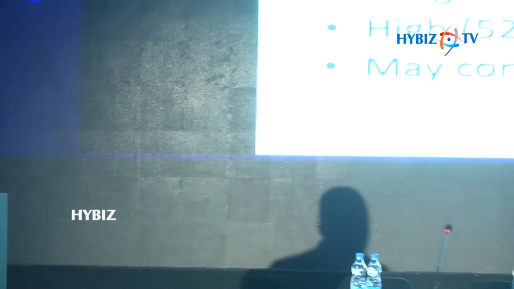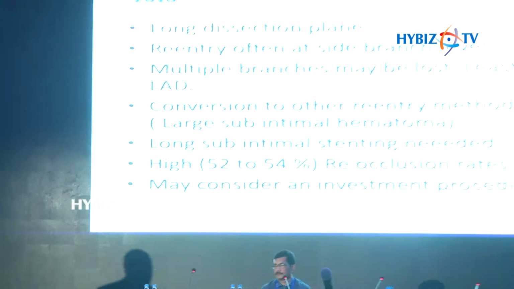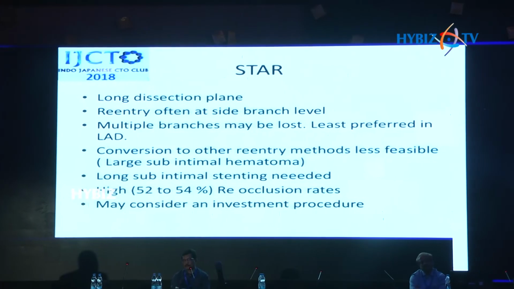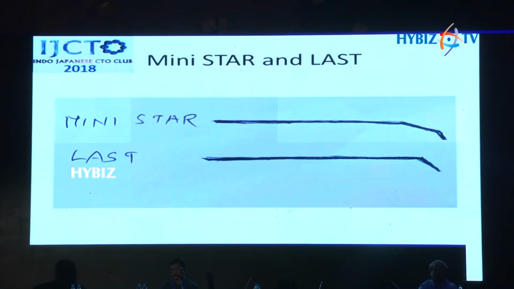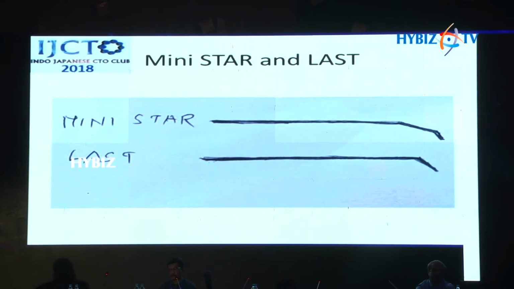long subintimal stenting may be required in a star technique, and reocclusion rates are also very high. So this may be used as an investment procedure, especially when you don't have much flow after the procedure. You may just leave it. Don't stent it. Take the patient back after 2-3 months, after everything is healed, and sometimes you may be able to stent it. This is one thing which can be done when you have landed up with a star technique.